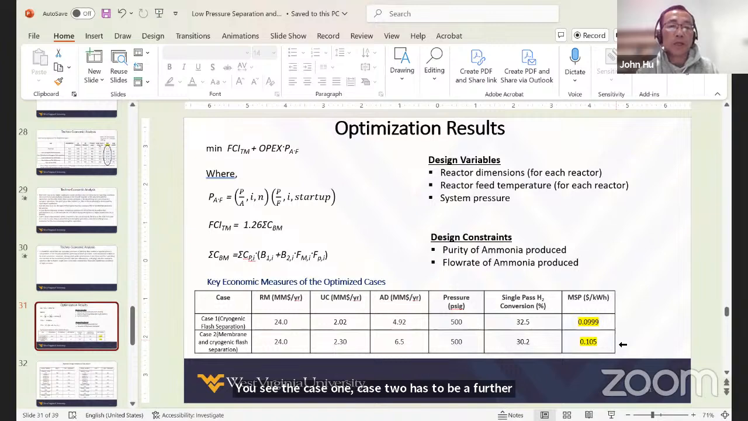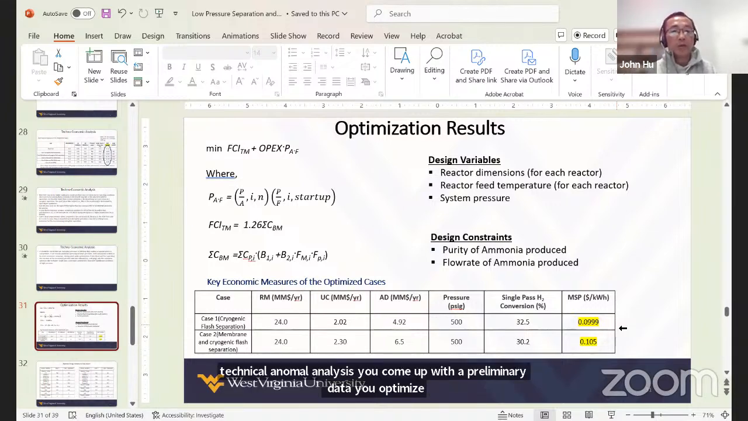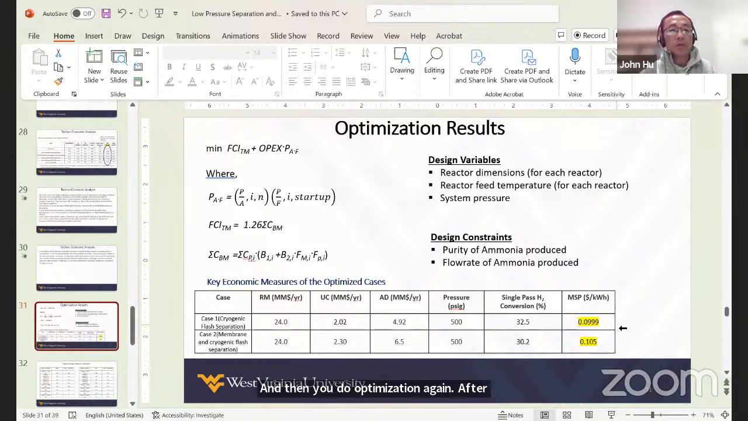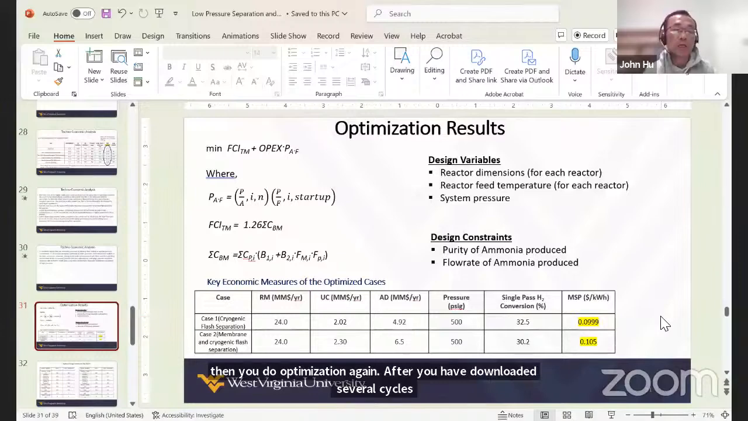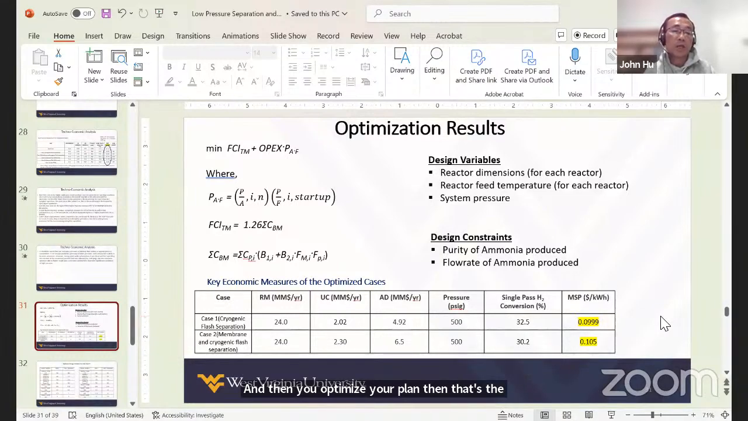So this is how you do the technical economic analysis. You come up with the preliminary data, you optimize, and then you optimize again. After you go through several cycles and have optimized your plant, that's the time you select the technology and select your R&D, research and development, investment. Make sense, everyone?